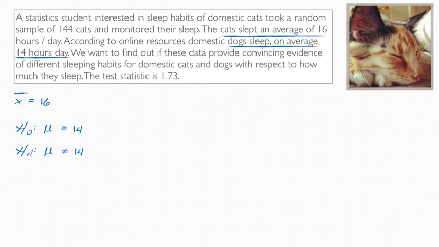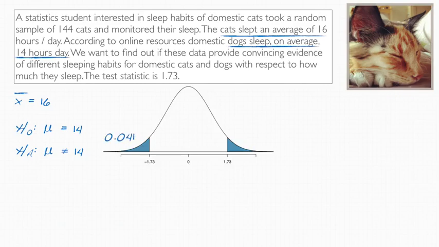Now that we have our hypotheses set, we can now draw our curve, mark our test statistic, and shade the tail areas corresponding to the p-value. Using an applet or the table, we can find that the lower tail area comes out to be 0.0418 for a z-score of 1.73. Because the distribution is symmetric, the upper tail area is also going to be 0.0418, and therefore the total p-value for this hypothesis test is simply going to be one of the tail areas times 2, which comes out to be 0.0836.